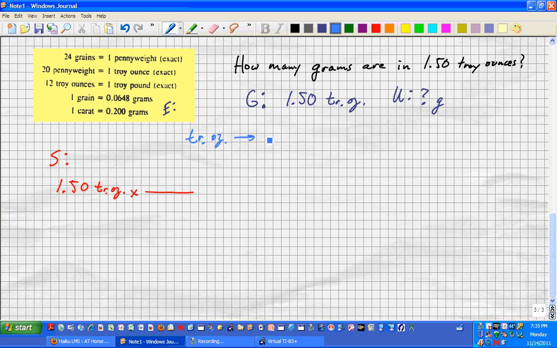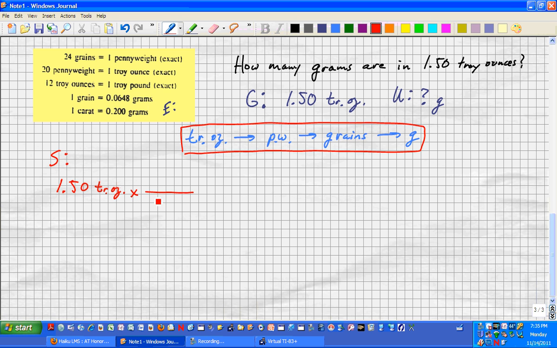I'm going to trade troy ounces for pennyweight. I'm going to trade the pennyweight for grains. And then I'm going to trade the grains for grams. So now we're ready to go ahead and do this without getting lost on the way. This step isn't necessarily required, but sometimes it's a good idea when it looks like we're going to have a long road to take to get to our final units. So here's what I do.